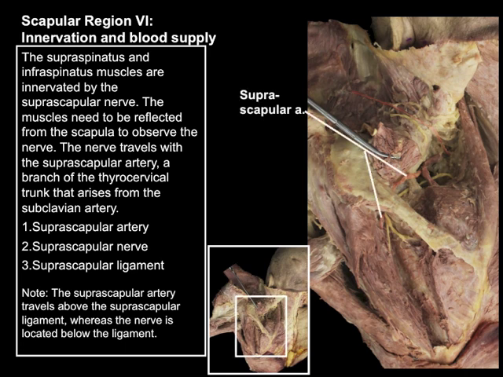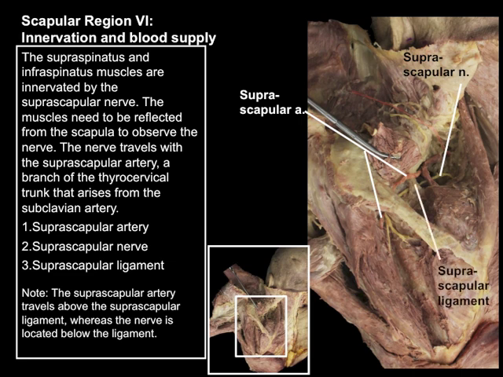Here's the suprascapular artery above the ligament, and the suprascapular nerve below the ligament, and finally the suprascapular ligament. Note that the suprascapular artery travels above the suprascapular ligament, whereas the nerve is located below the ligament.